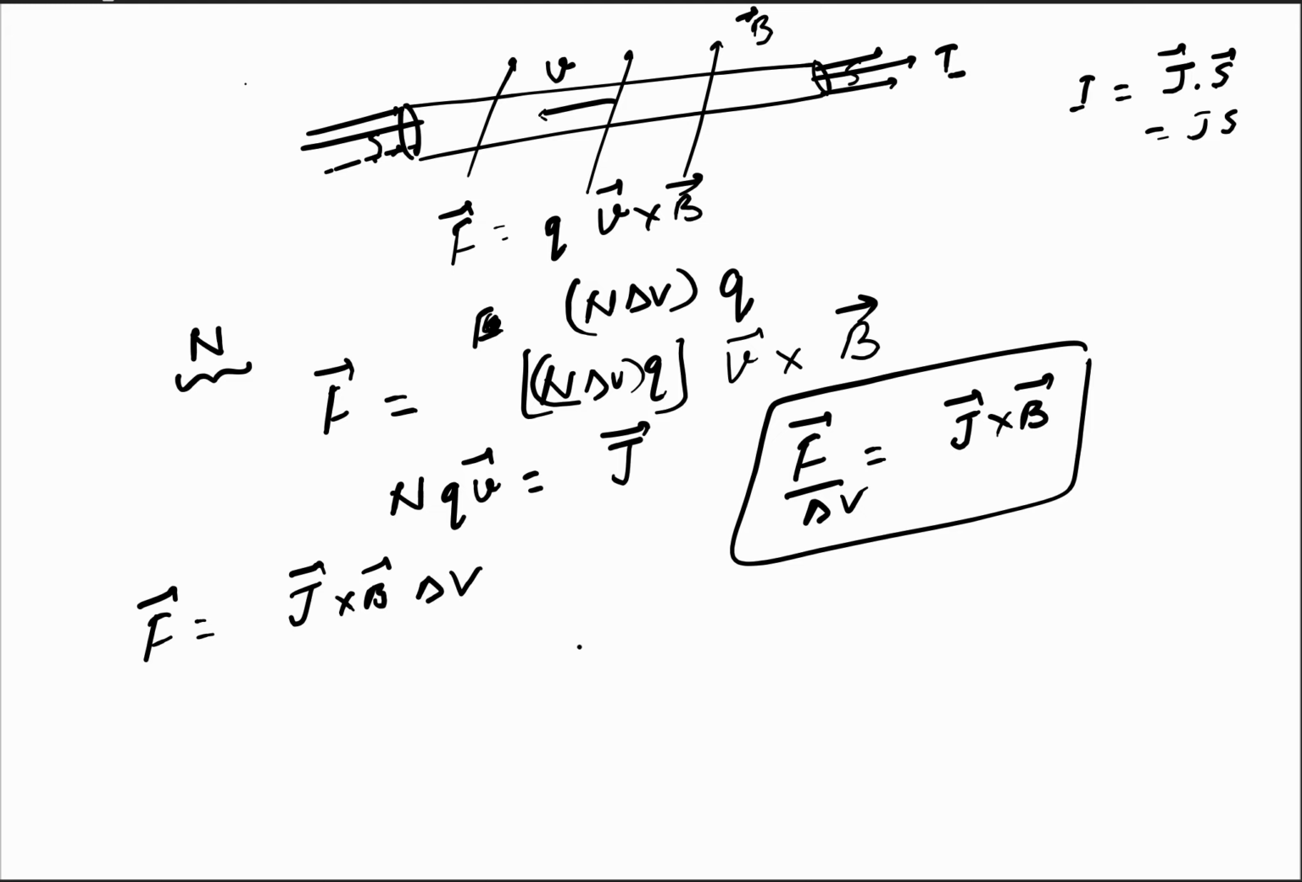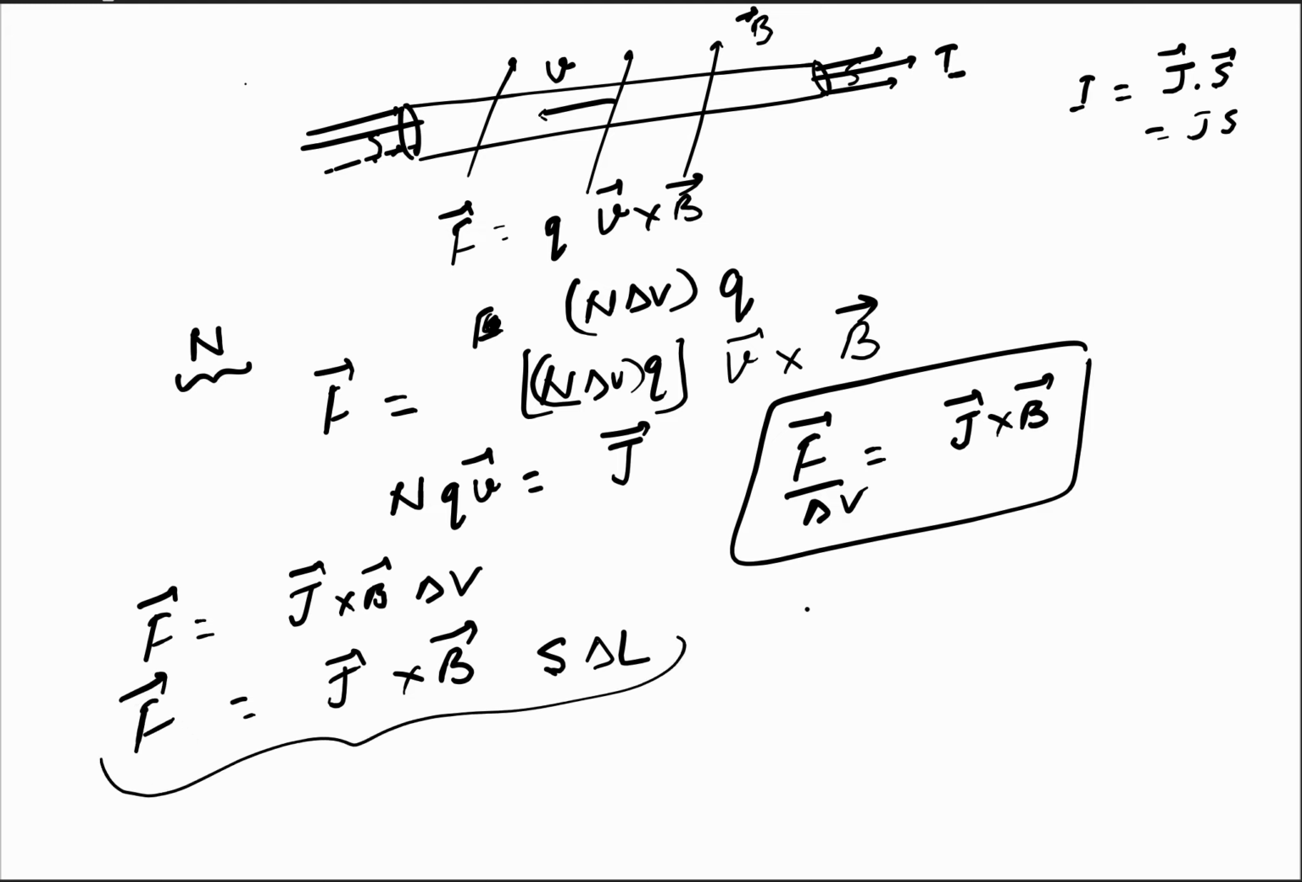Now, for a conductor of uniform cross section, I can write delta V as S into delta L, the length. Now, this is the force on this conductor. Now, this J S gives us the current, assuming that this J is perpendicular to the cross section surface area of this conductor, then this JS is simply I.